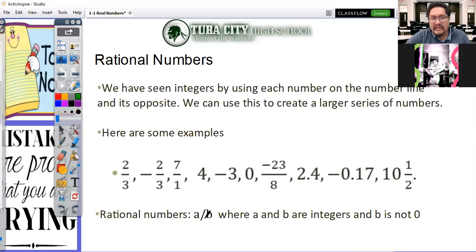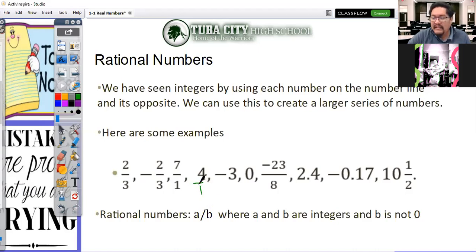A rational number is something that can be written as a fraction. So basically, if you can turn it into a fraction, it is a rational number. But you might be looking at this number 4 and wondering, wait a minute, why is the number 4 a rational number? It's not a fraction. But remember, the definition is a number that can be written as a fraction. So if I want to make 4 into a fraction, I can divide it by 1.